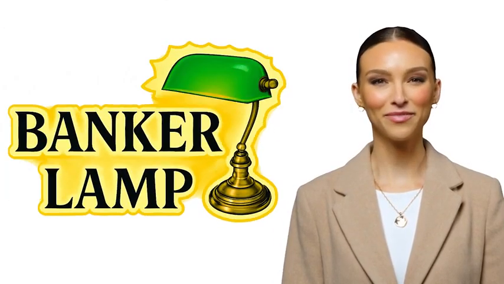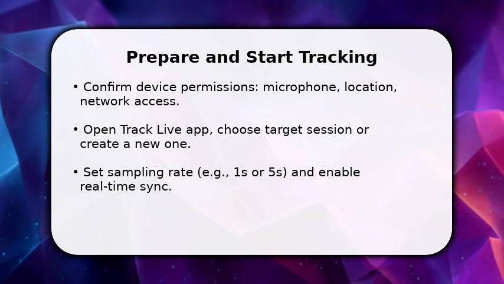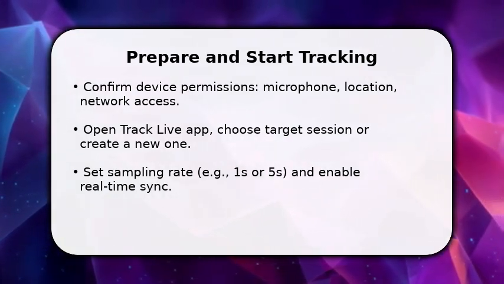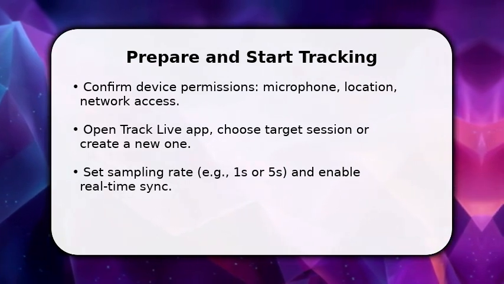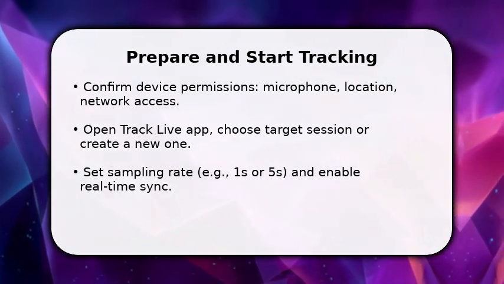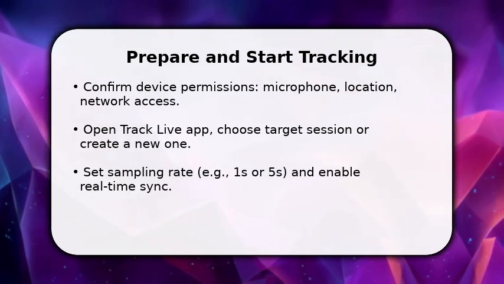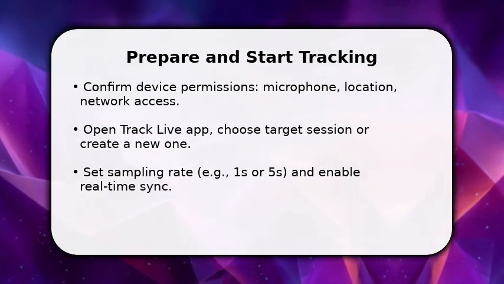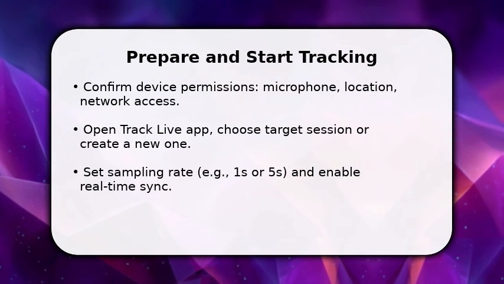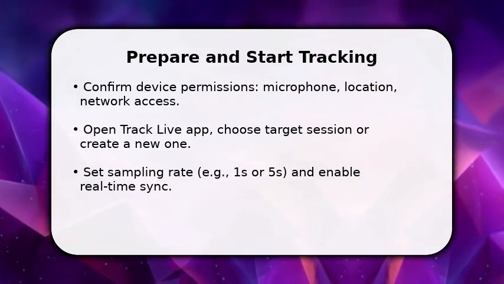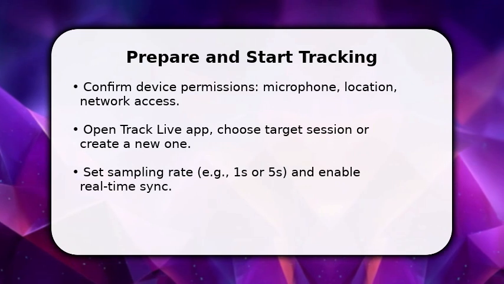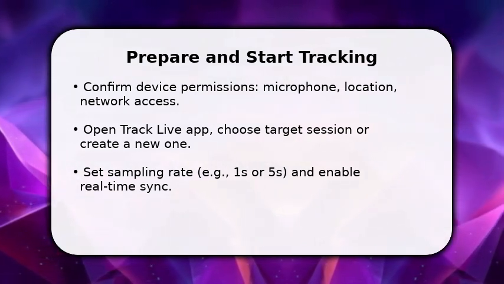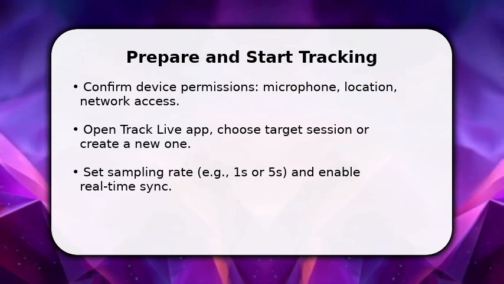Please enjoy the video. You begin by confirming essential permissions so data flows smoothly: enable microphone and location, and allow network access. Once done, open Track Live and either join the existing session or create a new one. Make sure to set the sampling rate, 1s or 5s depending on precision versus battery. Lower frequency saves power. Start streaming immediately so the app establishes a live connection, and watch for the first successful sync indicator before proceeding to capture continuous updates.